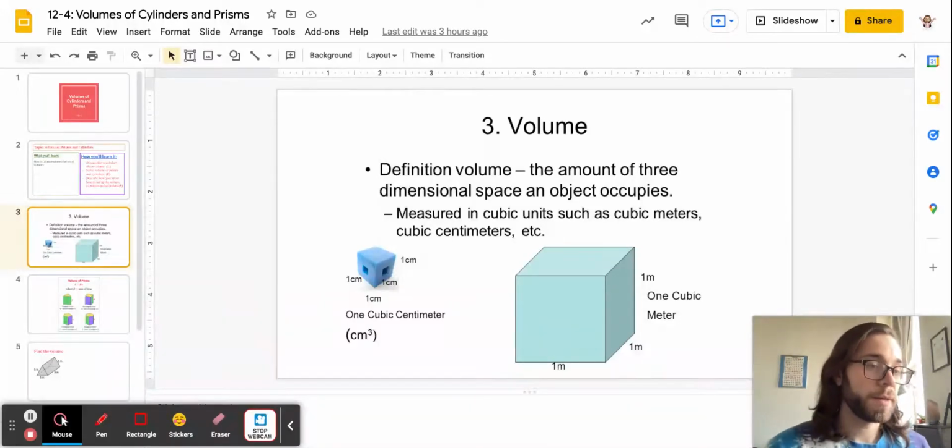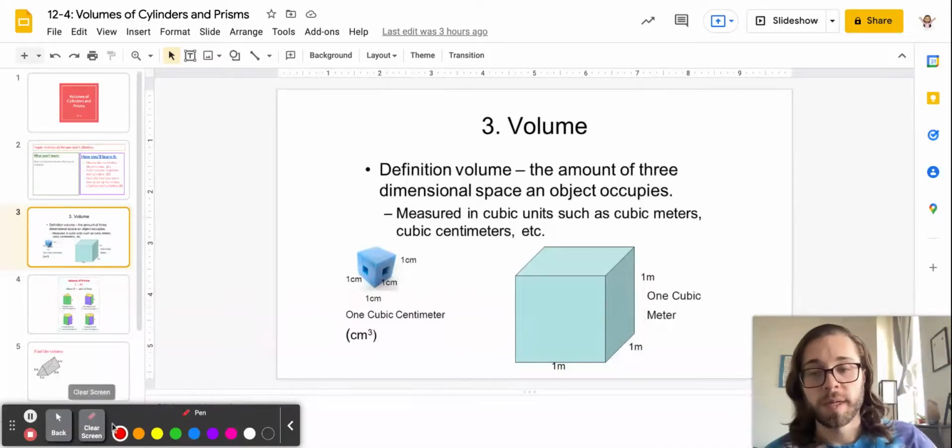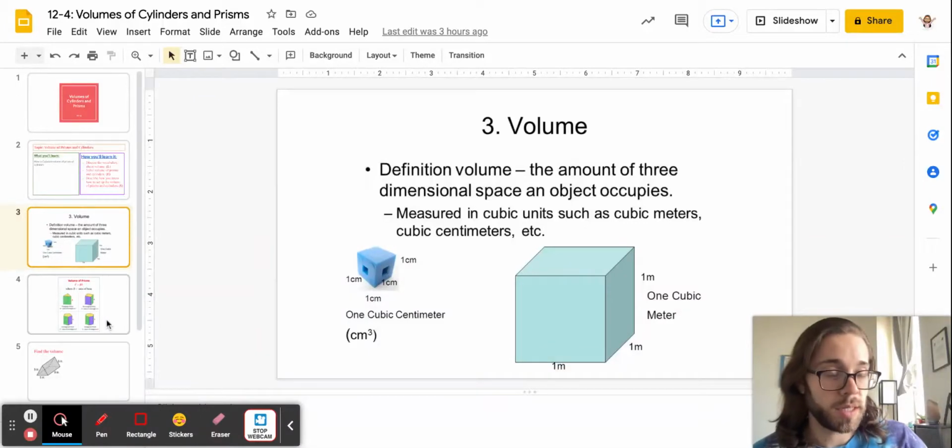Don't forget, when you're dealing with volume, because you're essentially multiplying length, width, and height, you have to have your units cubed. So centimeters cubed, cubic meters, whatever the case may be, you have to remember that your unit has to be cubed, and that is something we're going to be on the lookout for. But don't forget the cube component.